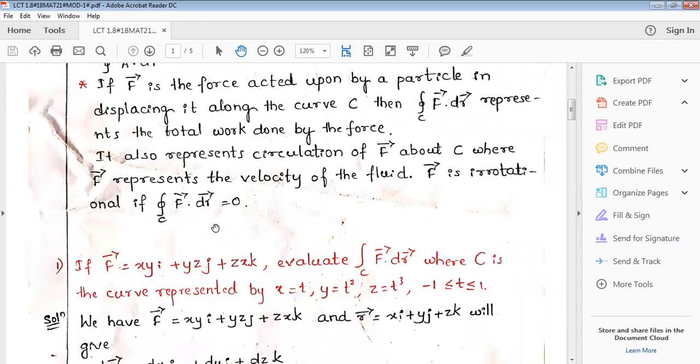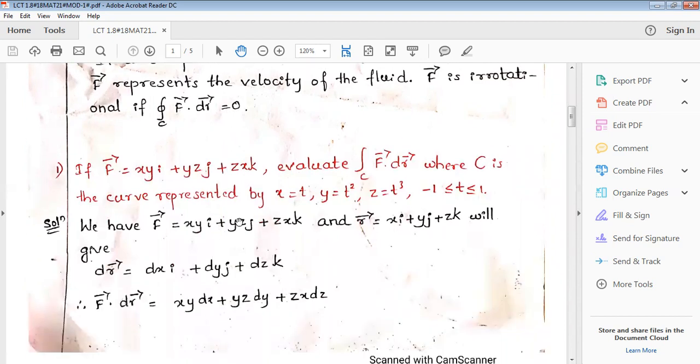Now we will discuss some examples. If vector F is xy i plus yz j plus zx k, evaluate the integral over C of vector F dot vector dr, where C is the curve represented by x equal to t, y equal to t square and z equal to t cube, where t lies between -1 and +1.